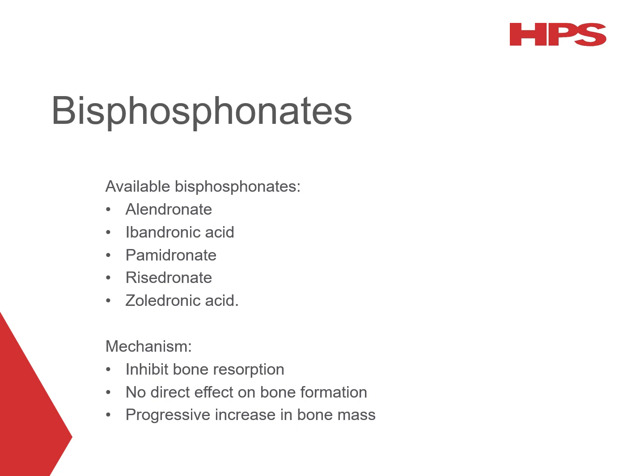So there's a list here of bisphosphonates that are available in Australia. They all inhibit bone resorption. They don't seem to have a direct effect on bone formation. However, as bone resorption and formation is coupled, bone formation is indirectly reduced by bisphosphonates, although to a lesser extent than resorption. So overall, the effect is a progressive increase in bone mass.